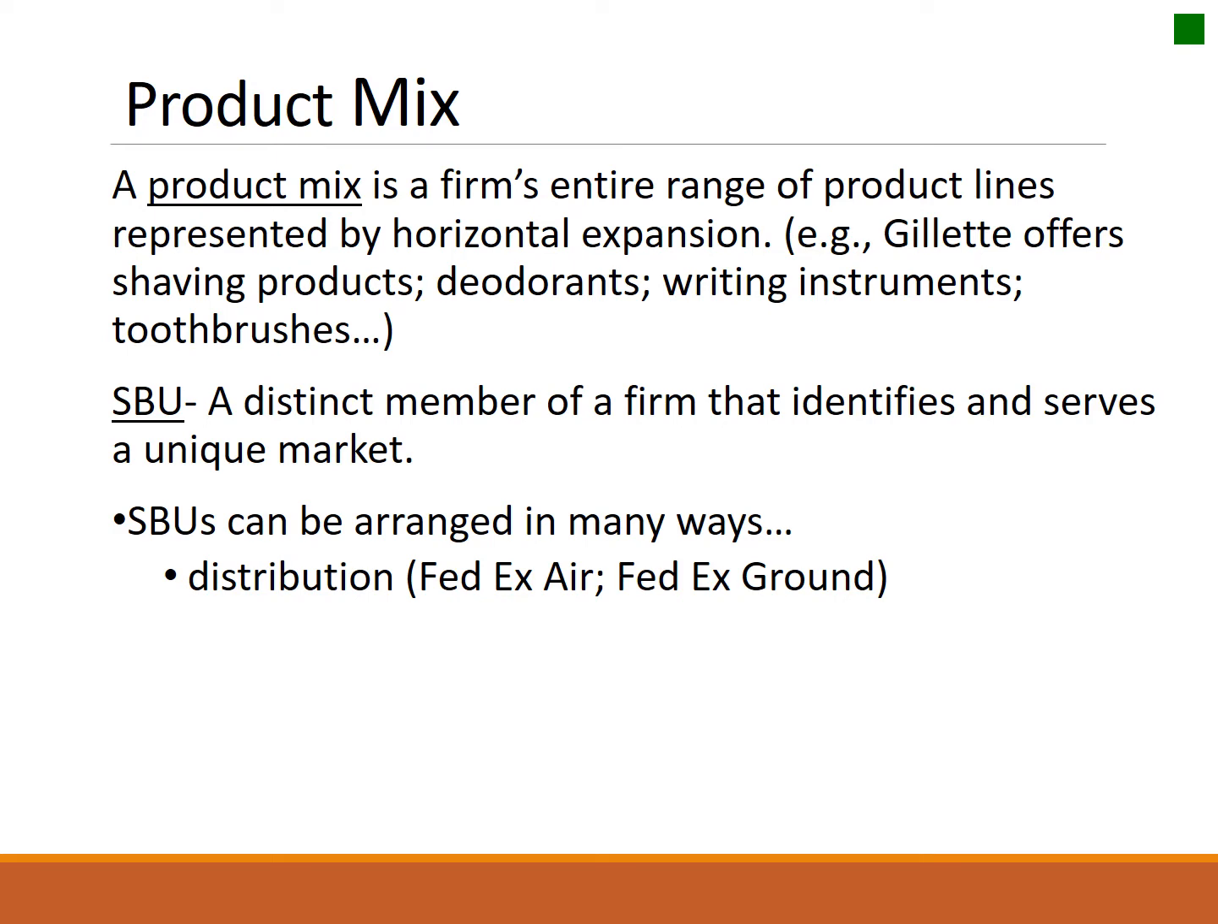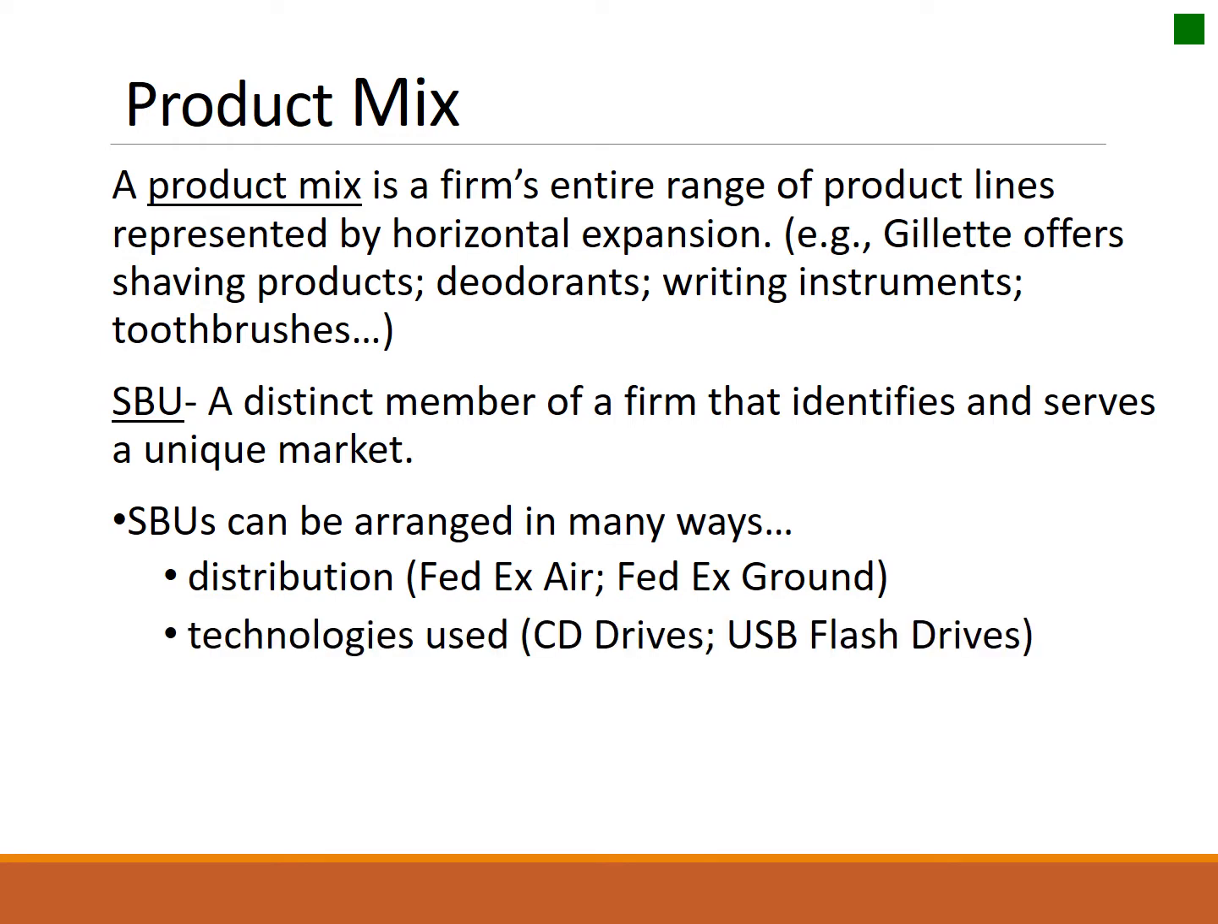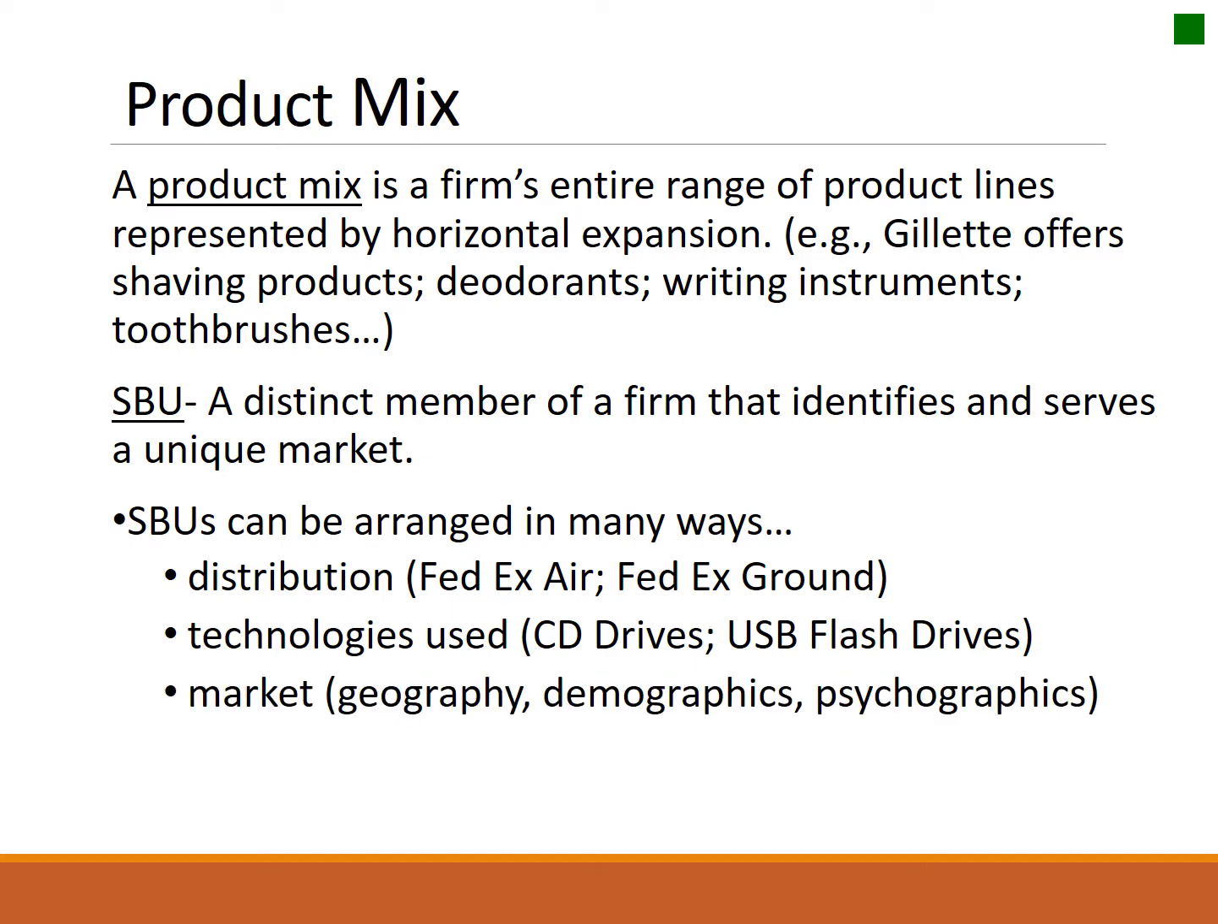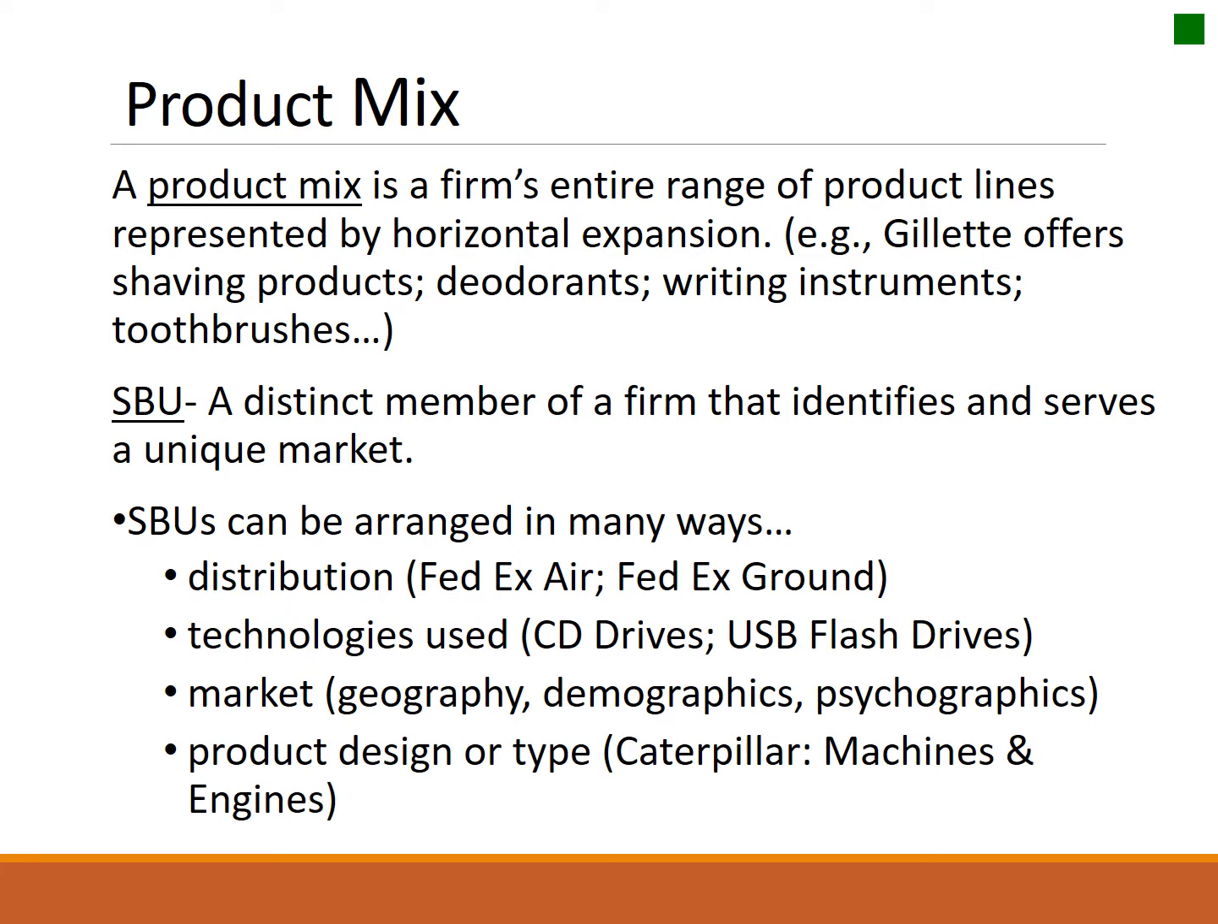Federal Express has FedEx Air, FedEx Ground, FedEx City. They have different levels, right? Or different distribution methods. Each one could be its own form of the chart. Technologies, we could be a company that deals with creating memory devices. Well, there's CD drives, there's USB drives, there's internal hard drives, there's external hard drives. There are lots of different technologies that go into memory for a computer. And so a company could be designed and organized in a way that reflects that. Of course, we could also look at market as well. We could also look at product design too.